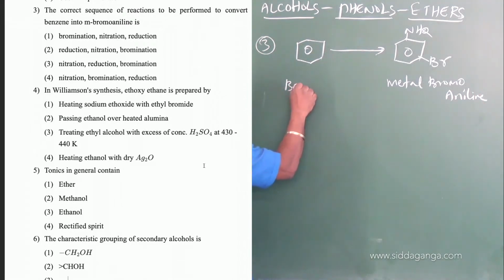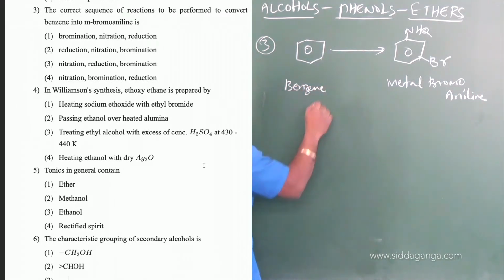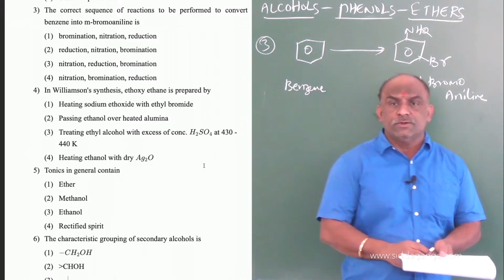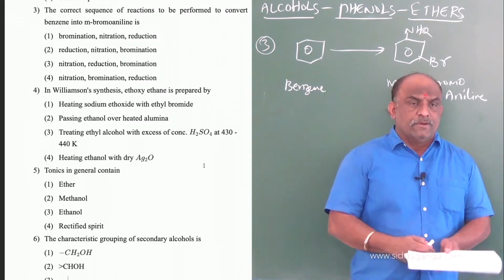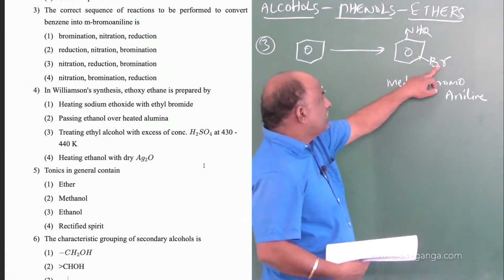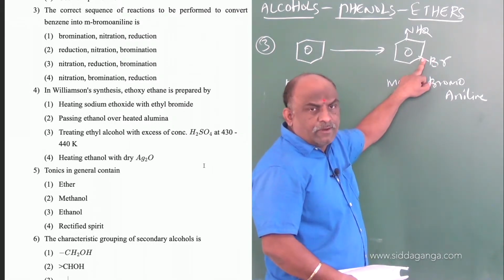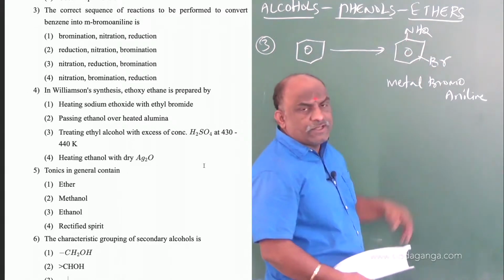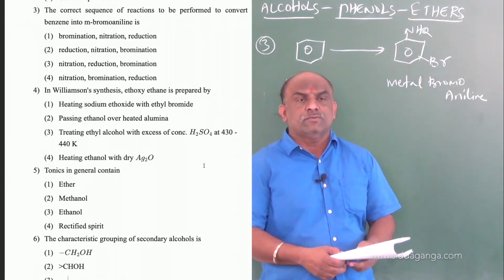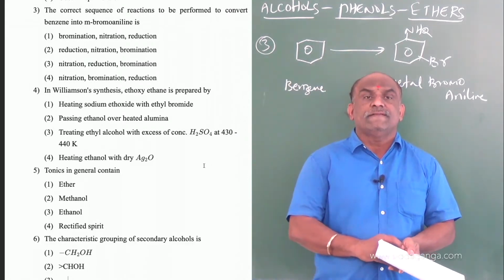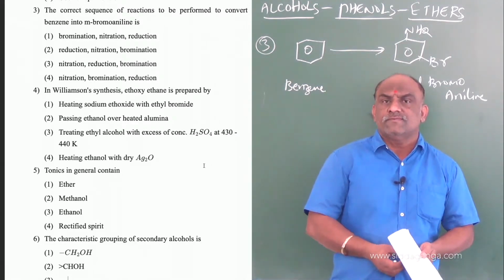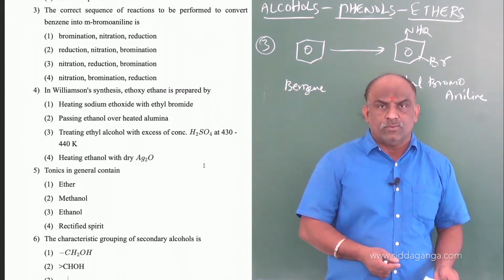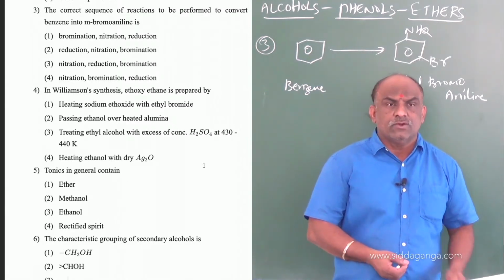How to convert benzene to metabromoaniline? Bromine is in the meta position. Meta substitution means we require a functional group which is meta directing. -M functional groups are meta directing. So we require a -M functional group. What are -M functional groups?